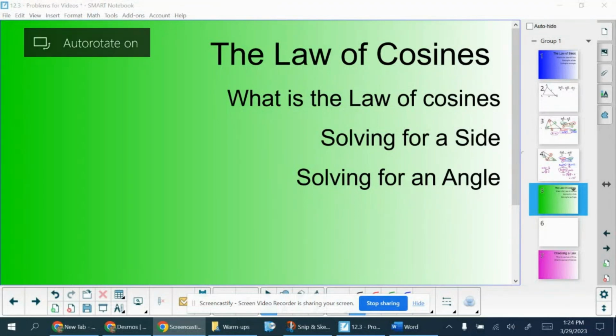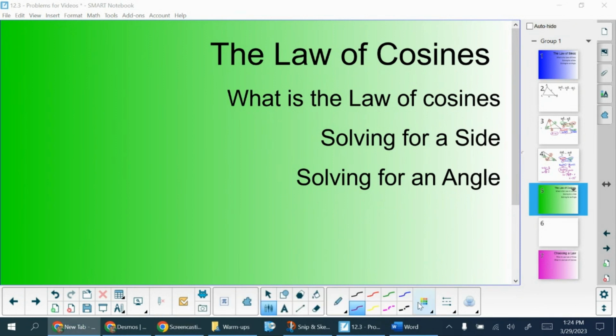Okay, this video is going to cover the law of cosines. So we'll talk a little bit about what the law of cosines specifically is, as well as getting into an example of solving for a side and solving for an angle with the law of cosines.